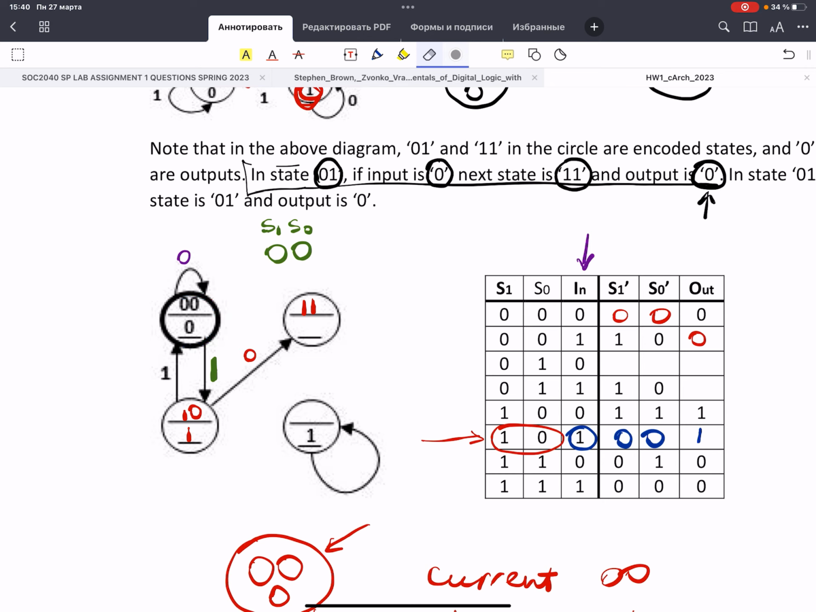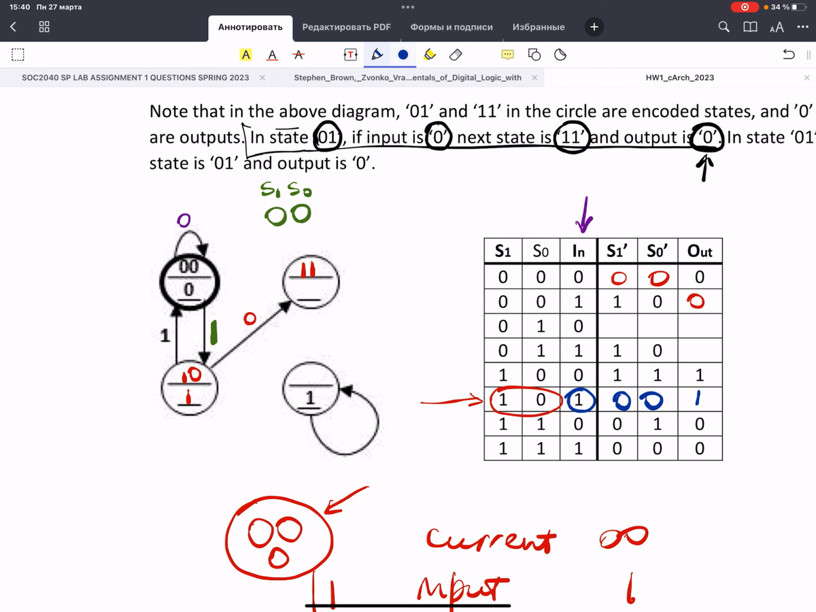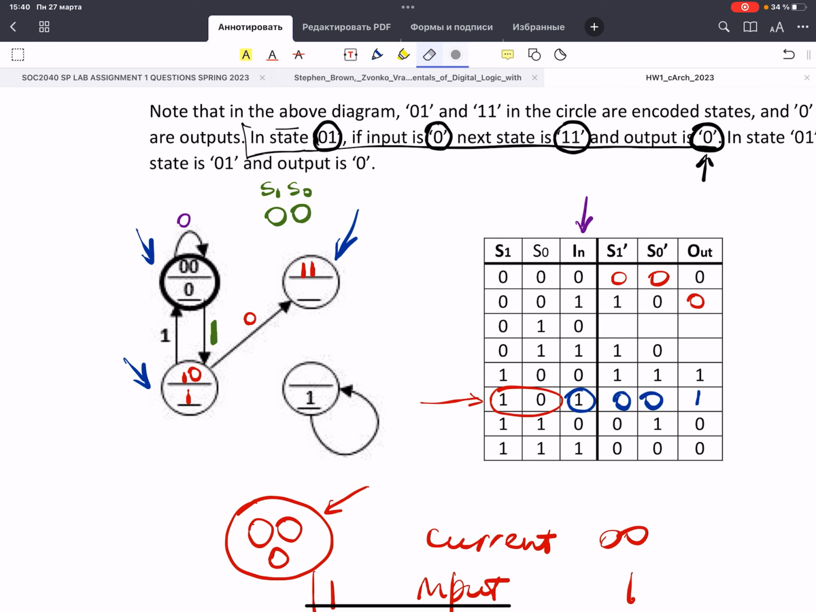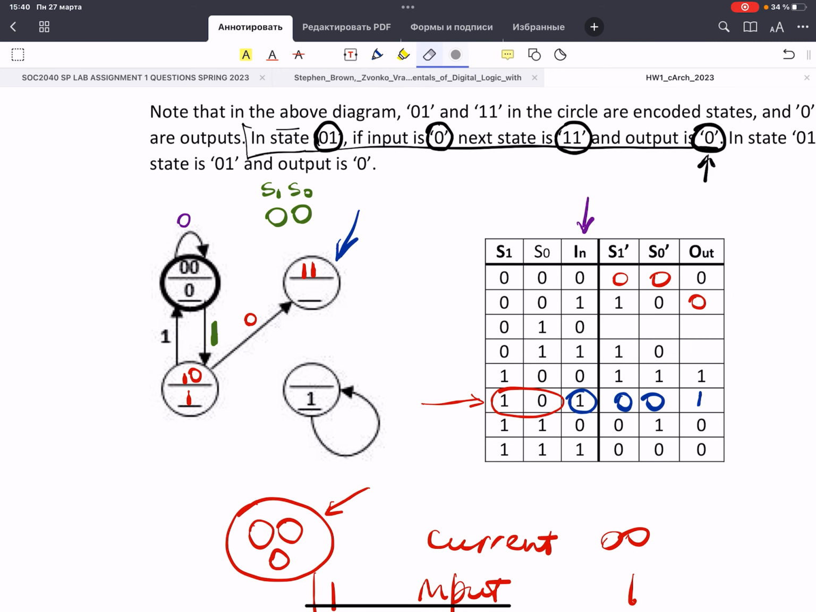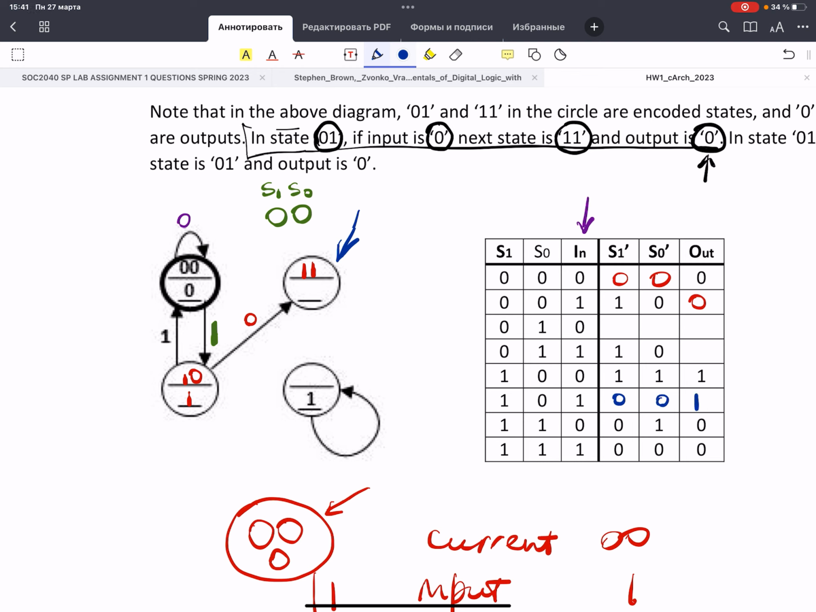So let's continue. These states are done. We know what happens if input 1 is given or 0 is given. So let's now concentrate on this state. Here, let me just delete it. Okay, good. Let's write a little more neatly. And now let's analyze this 1-1 state.